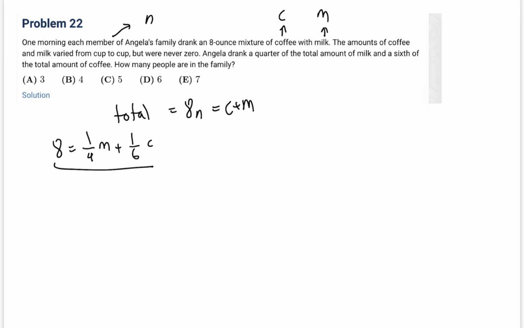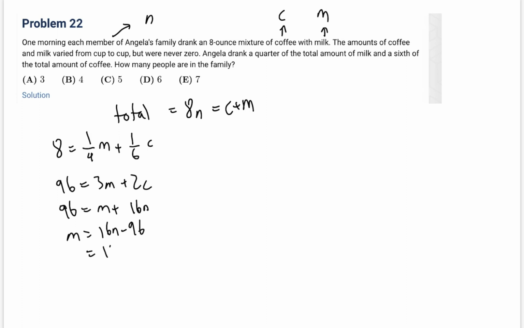So if we multiply this by 12, then 96 equals 3m plus 2c. And if we put c plus m equals 8n, then 96 equals m plus 16n, right? So for us to get this, 96 is divisible by 16, right? So m equals 16n minus 96, which is 16 times n minus 6.